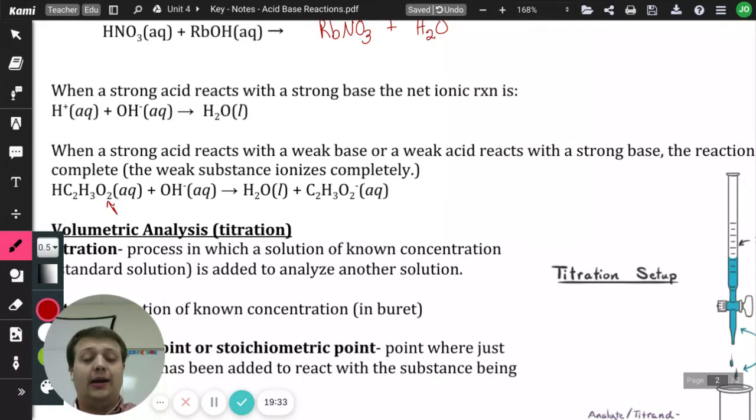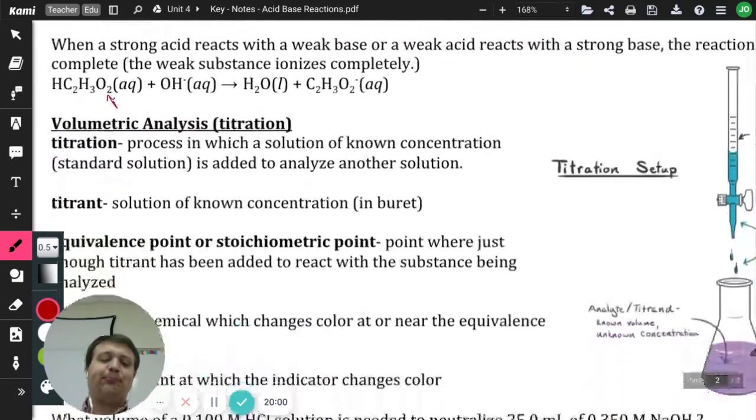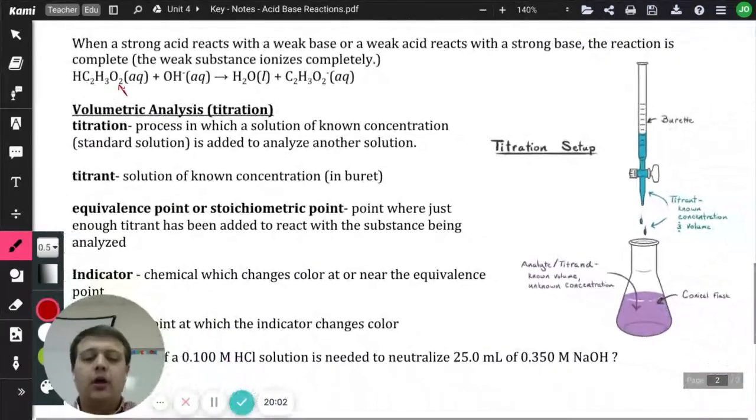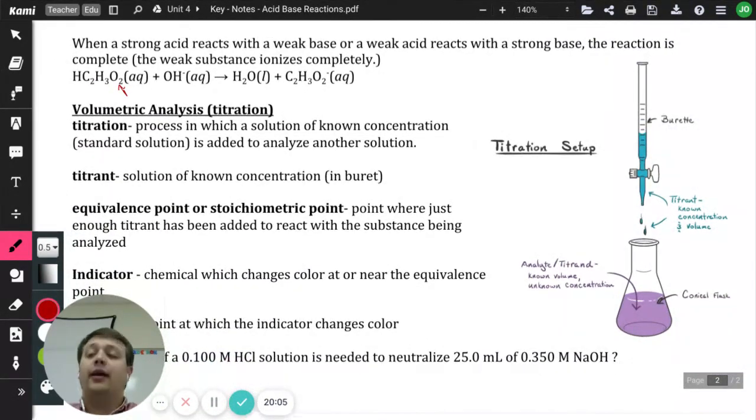It only partially ionizes in water. And so it's going to then react with that base, and it will then completely ionize. So it's actually going to completely break down, and you're going to be left with a net ionic equation something similar to what you see right here. Okay, so just keep in mind that if we've got a strong acid and a weak base, or a weak acid and a strong base, then the weak substance is always going to ionize completely.